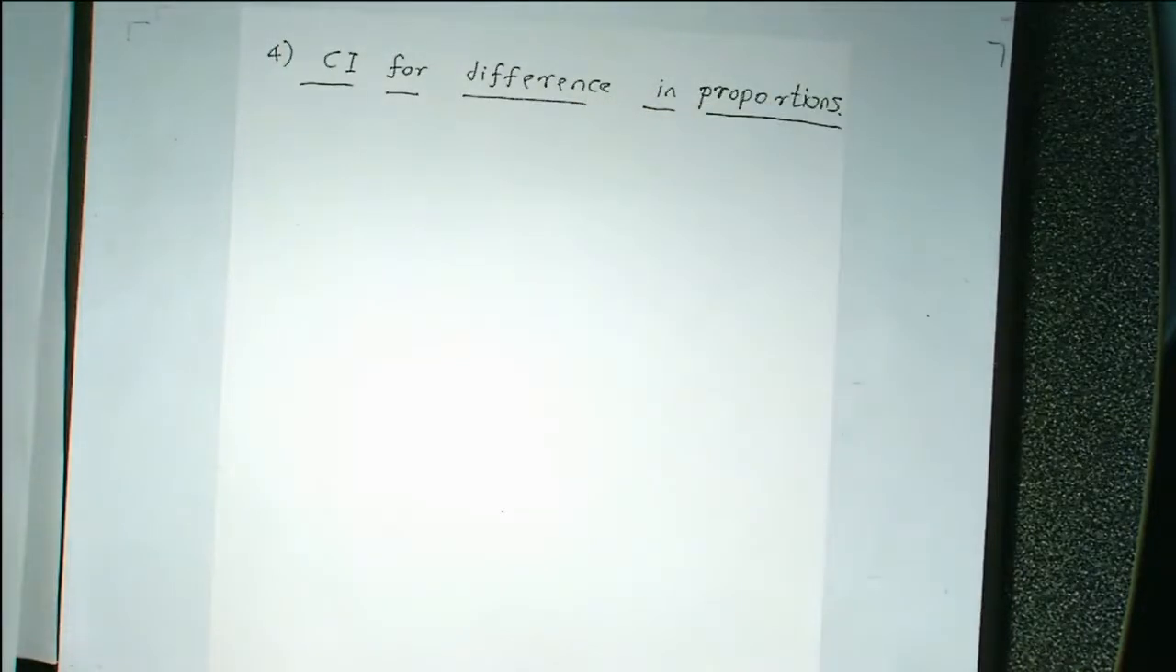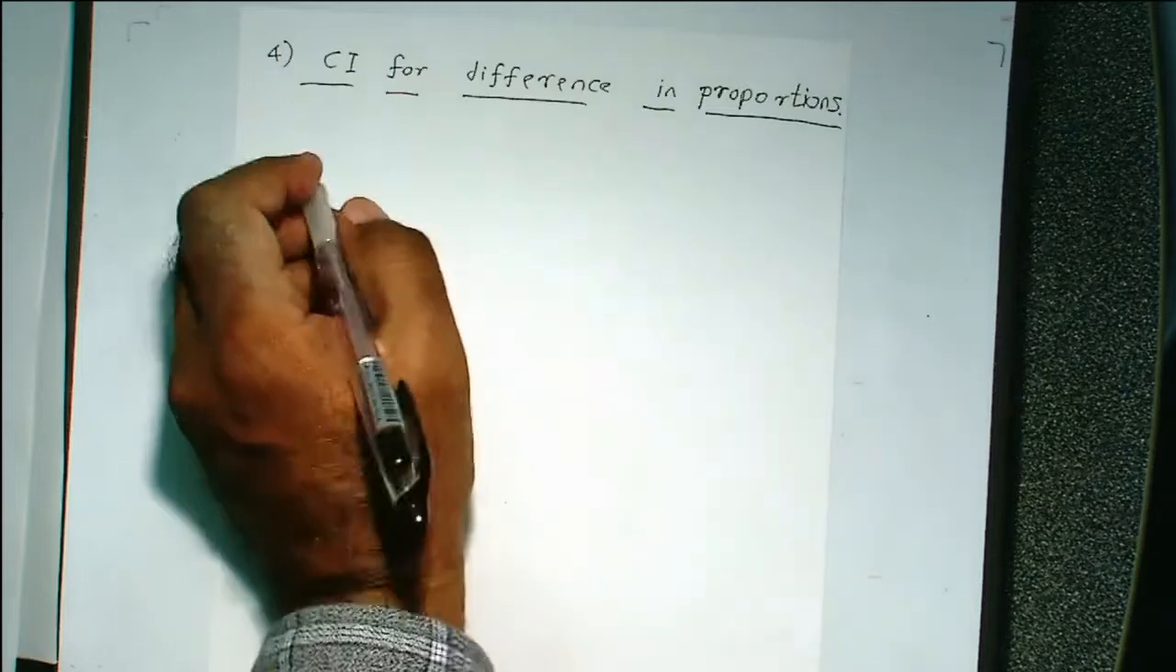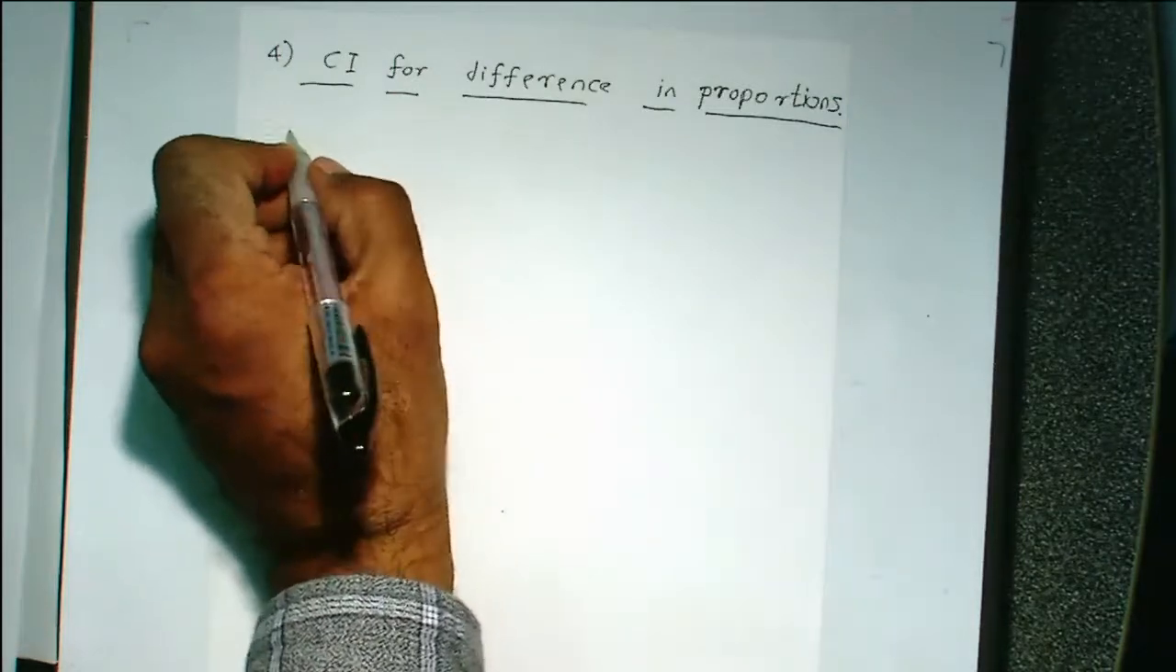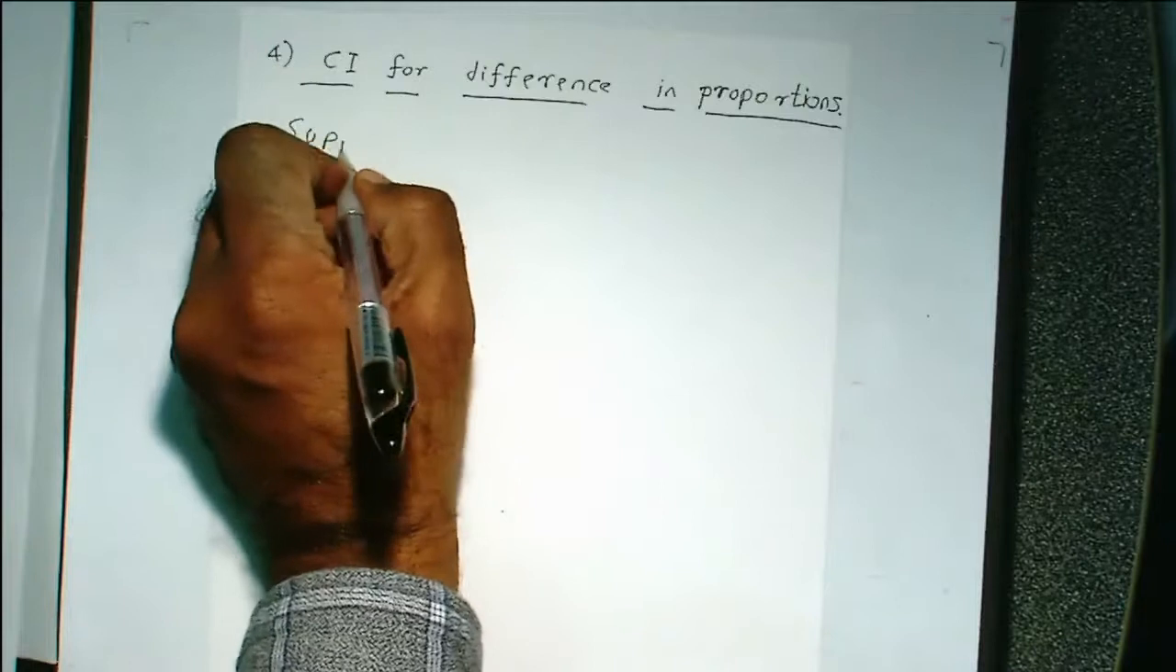The confidence interval for difference in proportions, right? So here we have, once again, two random samples.